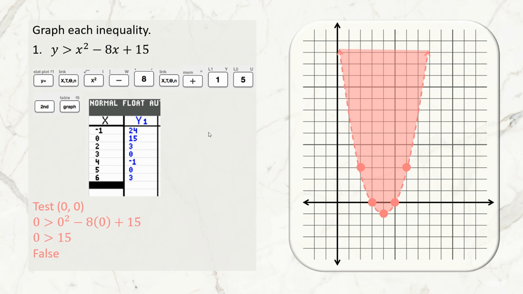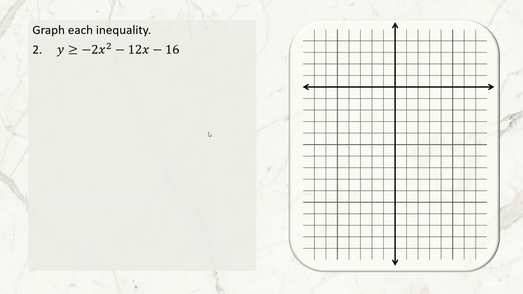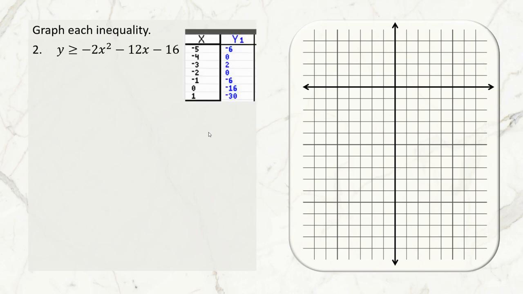Okay? So for our next example, we have y is greater than or equal to negative 2x squared minus 12x minus 16. Again, let's just put that right into our calculator, okay? And this might take some getting used to as far as putting it in, like I said, but once you guys get the hang of it, it'll be a lot easier than it seems to be, okay? So here's a table giving us some points. So let's plot those points, okay? There's negative 5, negative 6. There's negative 4, 0, negative 3, 2, negative 2, 0, negative 1, 6, and then the other two we can't really fit, okay?